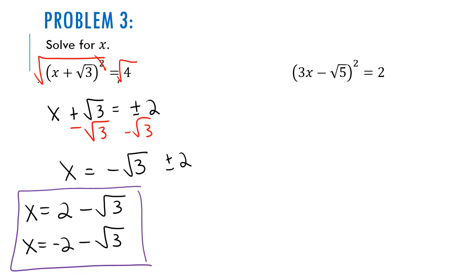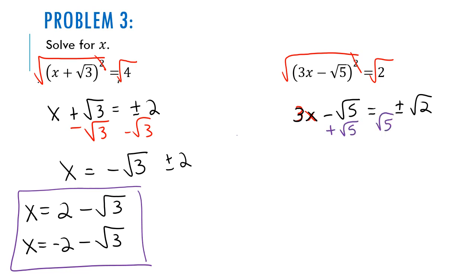All right, our last problem. Here we're going to go ahead and get rid of the square by square rooting. We're going to have 3x minus the square root of 5 equals plus and minus the square root of 2. We are going to add the square root of 5 over. So we're going to have 3x equals square root 5 plus and minus square root 2.